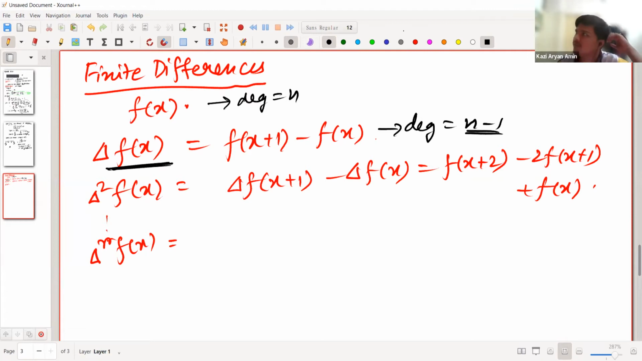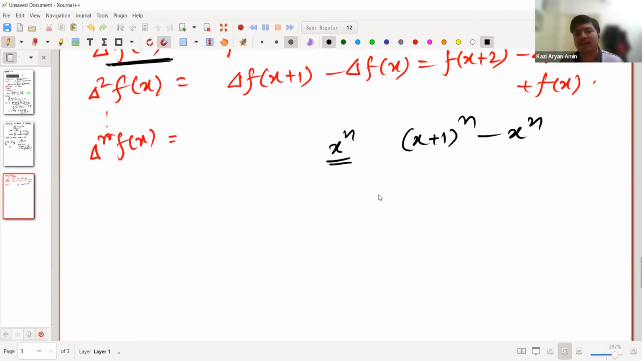I mean, at most n minus 1, because if you don't have that... no, it will have degree n minus 1, sorry. So something like, if you have x to the power n as your polynomial, when you do x plus 1 to the power n minus x to the power n, you can see that x to the power n just cancels out. So yeah, that is the thing.